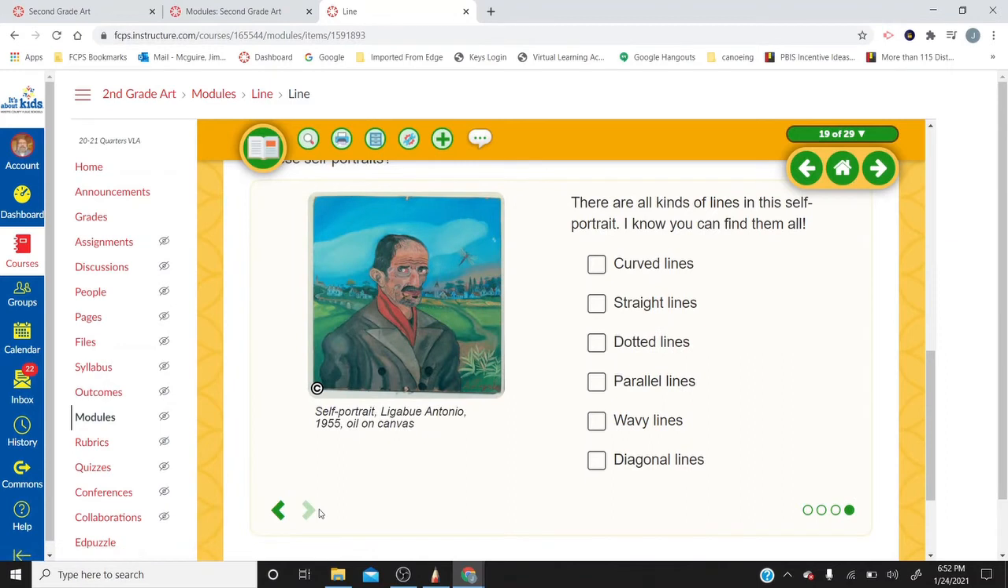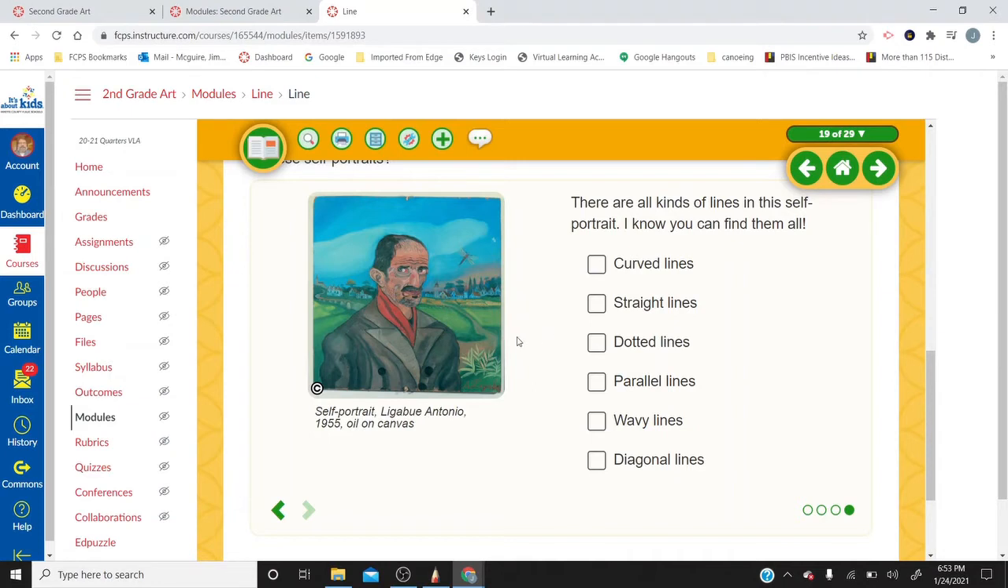And last but not least is this self-portrait by Ligabue. I'm not familiar with this artist. Ligabue Antonio. There are all kinds of lines in this self-portrait. I know you can find them all. Can you find curved lines? Yeah, I see curved lines. What about straight lines? Yeah, that's pretty straight right there. And he does have that sort of straight line in the horizon line.